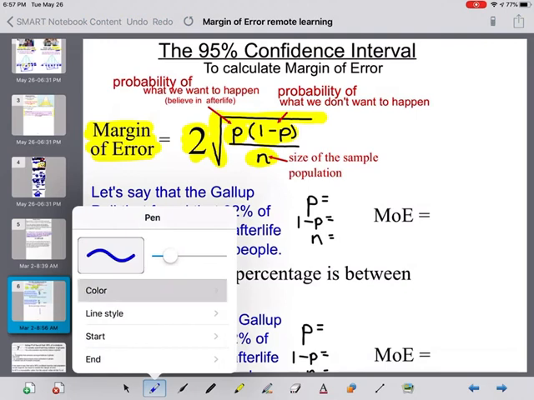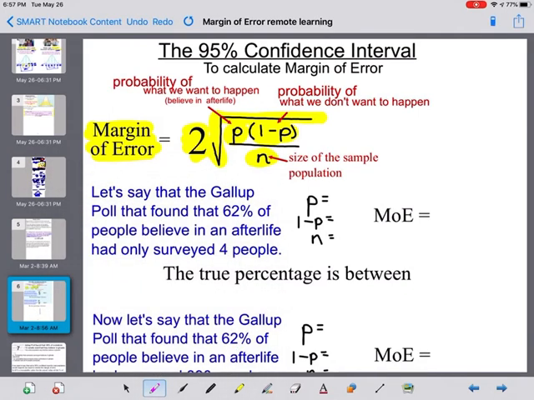So let's do one together. If the Gallup poll that found that 62% of people believe in an afterlife had only surveyed 4 people, how much margin of error would we have had? Well, the p would be 0.62 because that's the probability that someone believes in the afterlife. This would be 1 minus 0.62, okay? And the n is 4. So the formula we write out is 2 radical 0.62 times 1 minus 0.62 over 4. Now, you're going to use your calculator, but the only thing you want to do first is simplify this part.